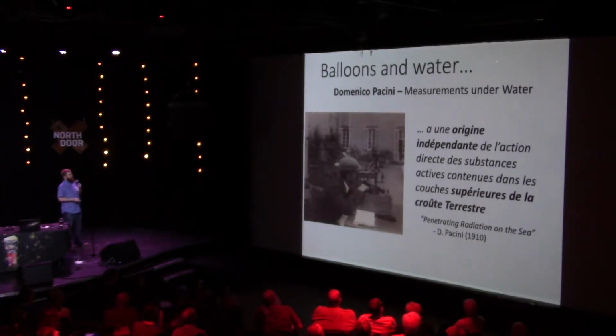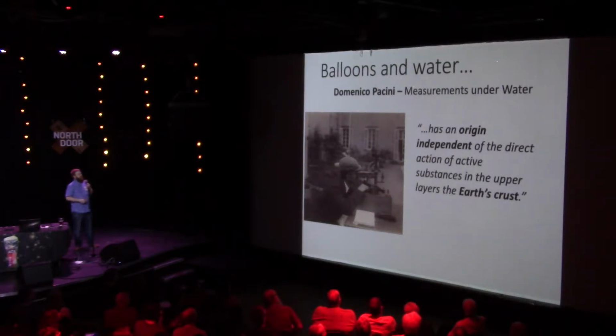Unfortunately, the paper is entirely in Italian, which might be why other people didn't read it. If you do know Italian, you can read this, and great. A recent translation was posted, and he wrote in 1910, in fact, that this radiation has an origin independent of the direct action, basically, of the stuff in the crust. So this was done in 1910. Hess's measurements were done in 1911 and 12. Hess's papers actually never cited Pacini's papers, and apparently they had some letters back and forth where Hess was super apologetic because he'd never heard about it before.